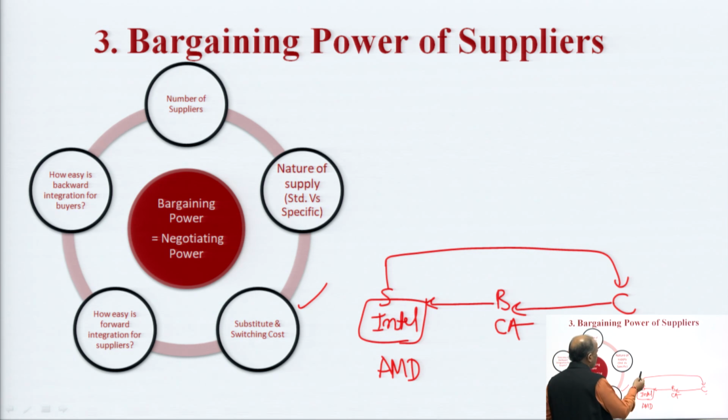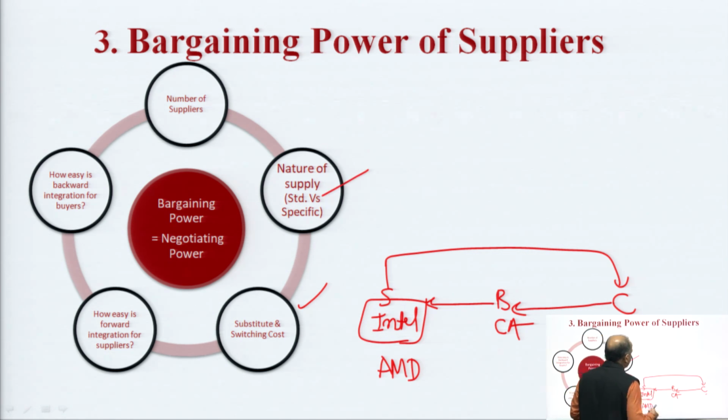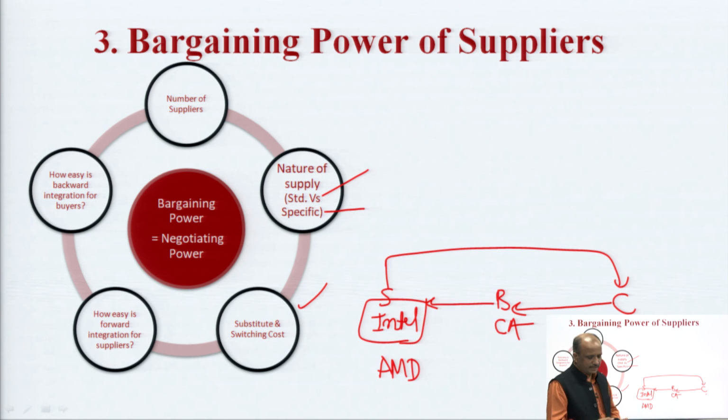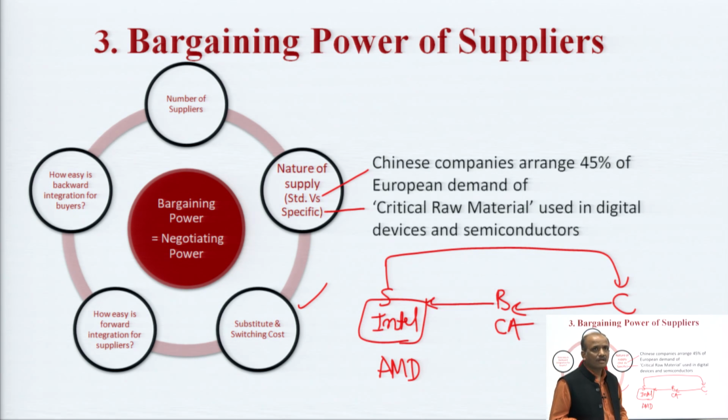Similarly, the nature of supply: there are some standard supplies. If you are supplying something standard that anybody is able to supply, that will not give much bargaining power. But specific supply, like most of the Chinese companies supply, is the critically required material for digital equipment development. Approximately 45% of the supply to European countries is done by Chinese companies. So obviously now these Chinese companies, as suppliers, have more power.